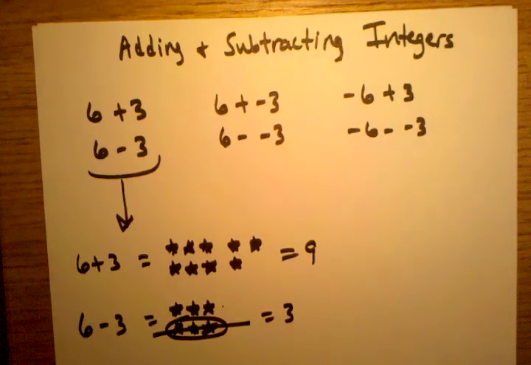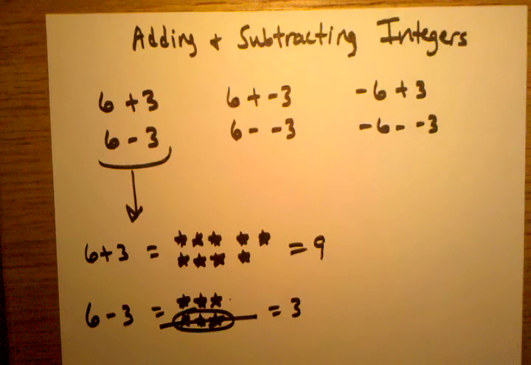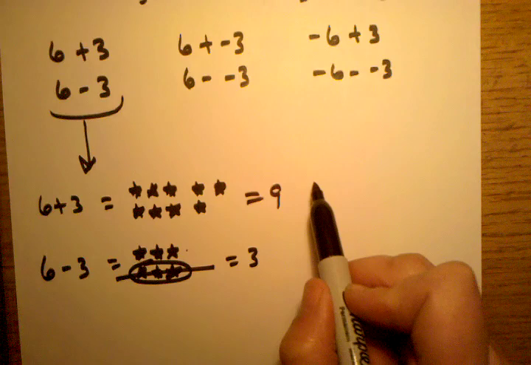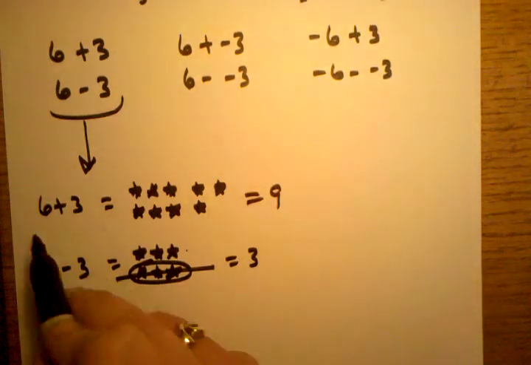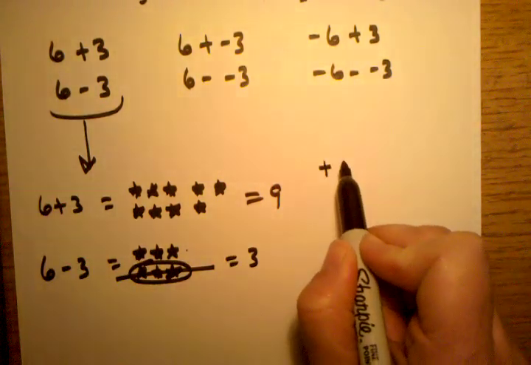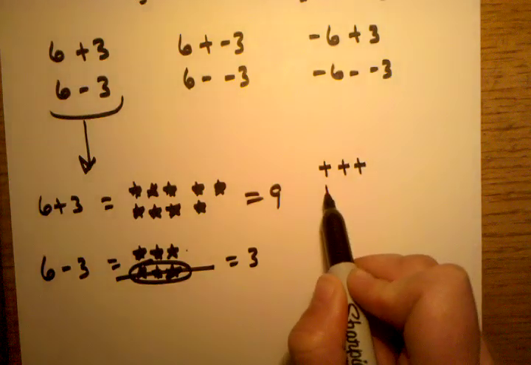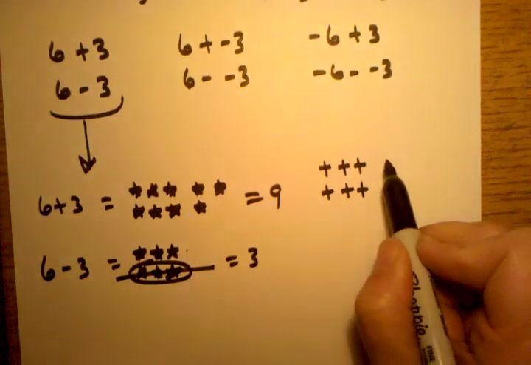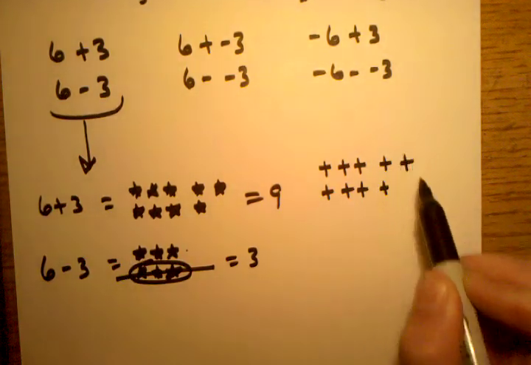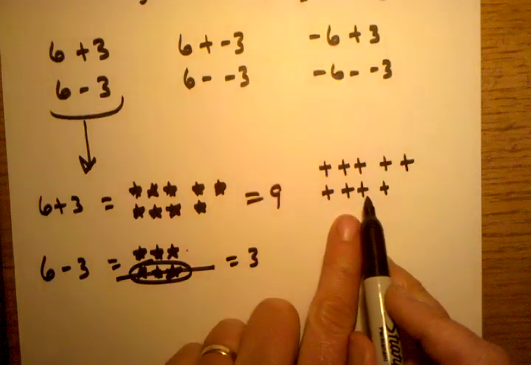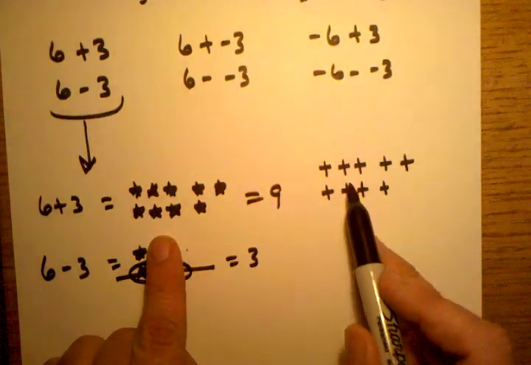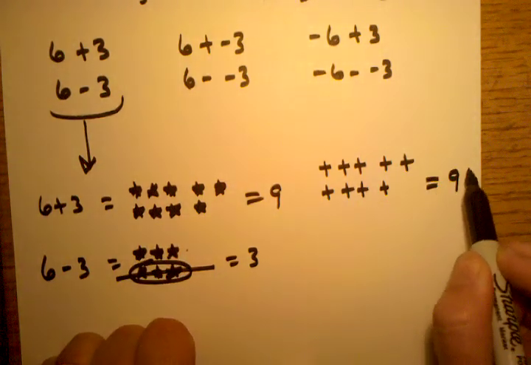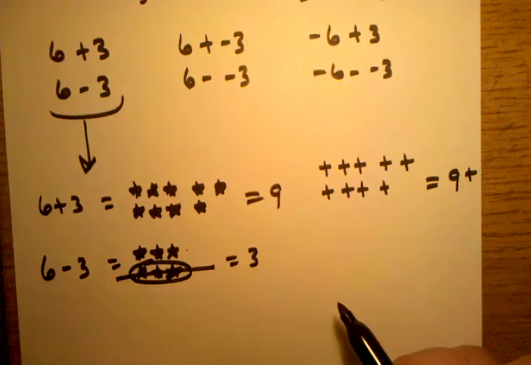But now let's think about adding and subtracting using what I call positive and negative signs. So over here, next to 6 plus 3, we can think of 6 as being 6 positive signs. And then we can think of 3 as being 3 more positive signs. In this particular example, it's not a whole lot different than what we're doing with the stars. We're just adding 3 more of the same thing that we already have 6 of. And we know we're going to get 9 positive signs, which is just the same thing as 9.